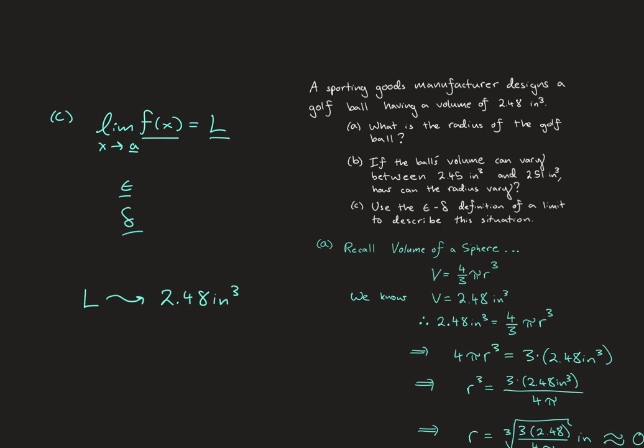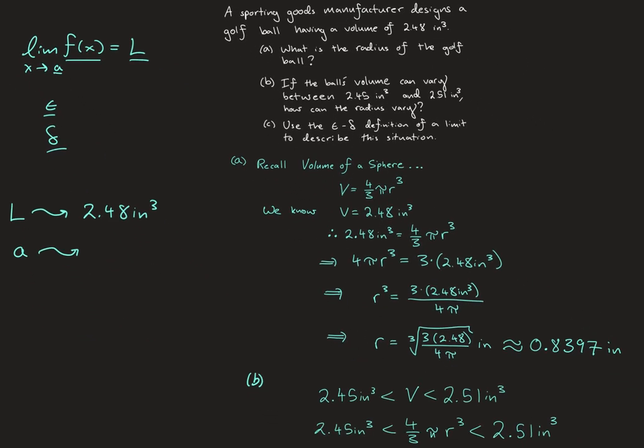A is associated with the perfect radius. So what is the radius of the golf ball? A is associated with what we discovered. Right here. So A is the 0.8397 inches.